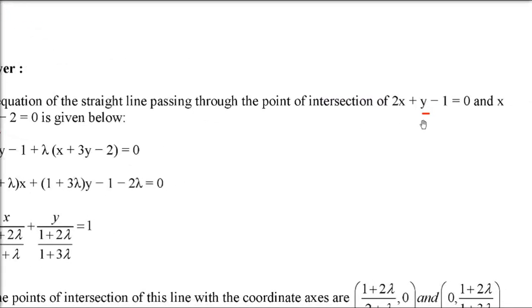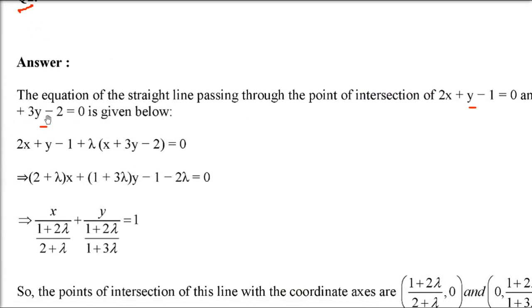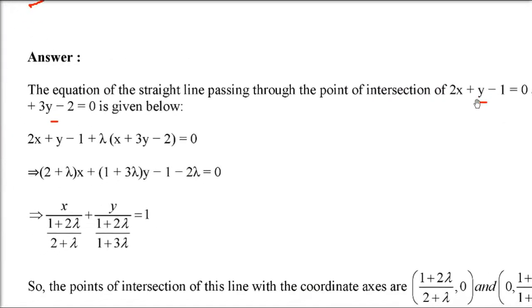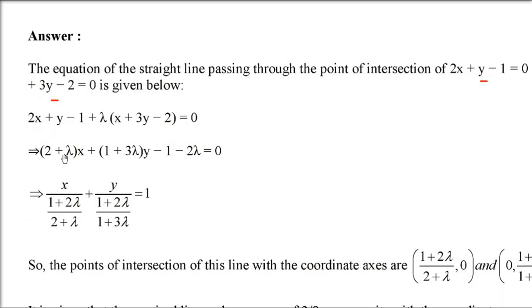Let me show you here. These are the two lines given here. So the family of lines passing through the intersection of these two is L1 plus lambda L2. First I write the first line, and then the second line, x plus 3y minus 2, as L1 plus lambda L2.